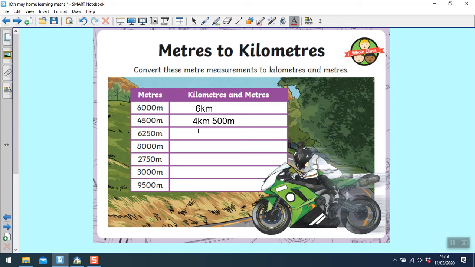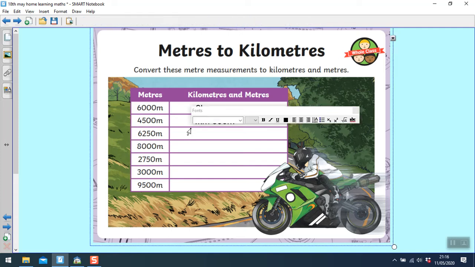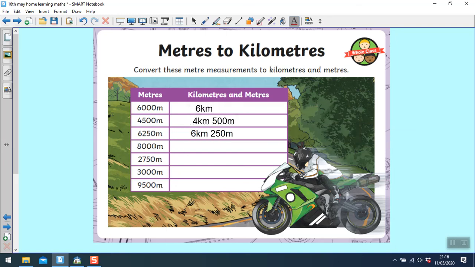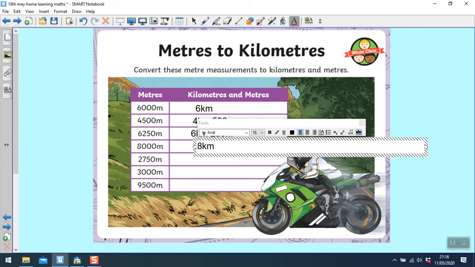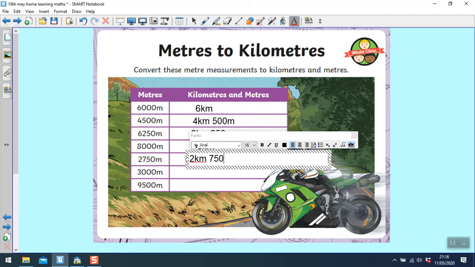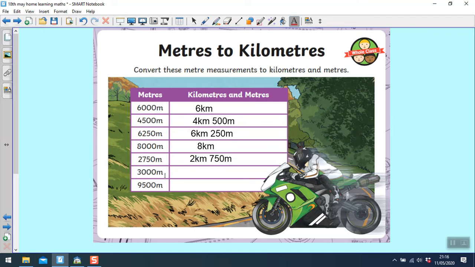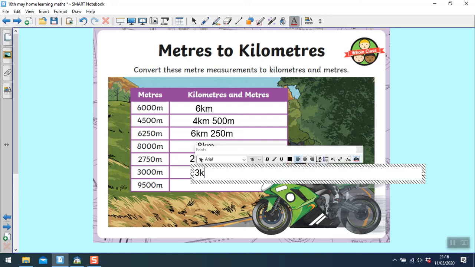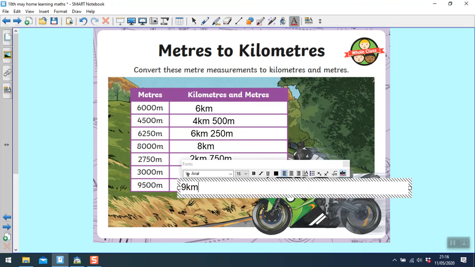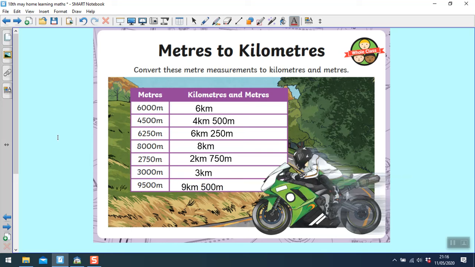6,250 metres divided by 1,000 is 6.250. That's 6 kilometres 250 metres. 8,000 divided by 1,000 is 8, so it's just 8 kilometres. 2,750 divided by 1,000 is 2.750, so that's 2 kilometres 750 metres. 3,000 divided by 1,000 is 3, so it's 3 kilometres. 9,500 divided by 1,000 is 9.500, that's 9 kilometres 500 metres. Well done if you got those.